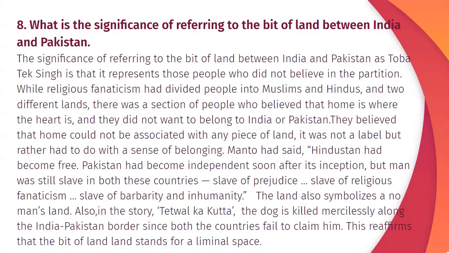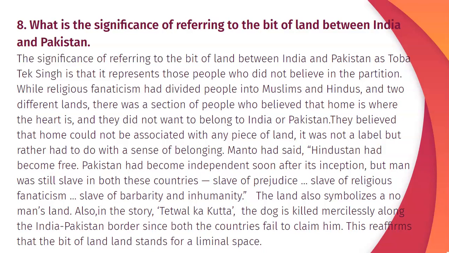Question number 8 is a very important question. What is the significance of referring to the bit of land between India and Pakistan? The significance of referring to the bit of land between India and Pakistan as Toba Tek Singh is that it represents those people who did not believe in the partition. While religious fanaticism had divided people into Muslims and Hindus on two different lands, there was a section of people who believed that home is where the heart is, and they did not want to belong to India or Pakistan. They believed that home could not be associated with any piece of land. It was not a label, but rather had to do with a sense of belonging.